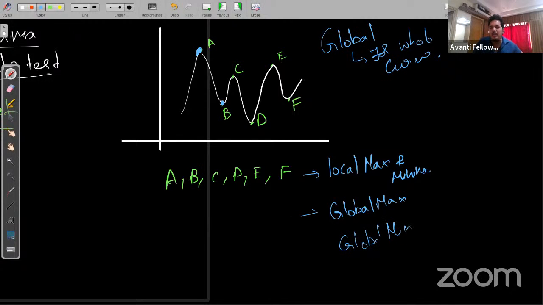It is like a small game here, okay? Which one is global maxima? Can't you tell? Guys, come on, tell me. Which one is global maximum? Which means the highest peak. The highest peak for the whole curve.